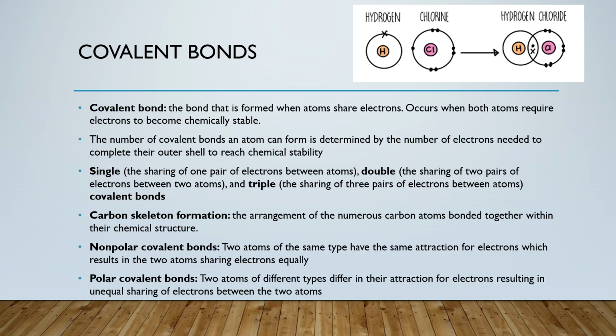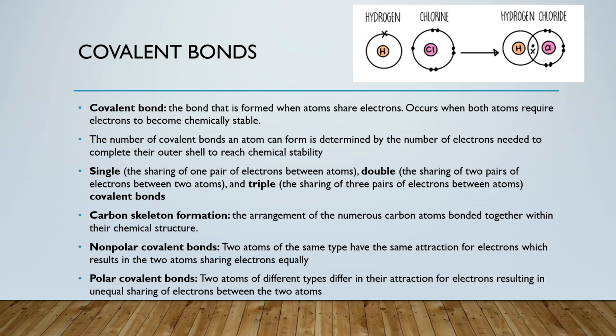Covalent bonds are formed when atoms share electrons to achieve chemical stability. It happens when both atoms need electrons to complete their outer shell. This can be achieved via the octet or duet rule. The number of covalent bonds is determined by how many electrons an atom needs to fill its outer shell.